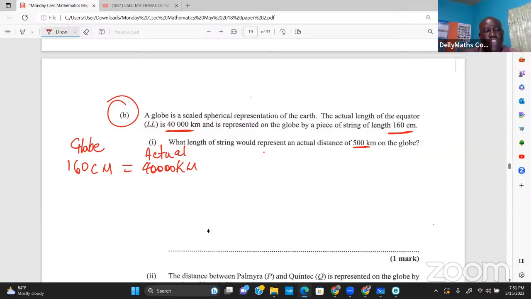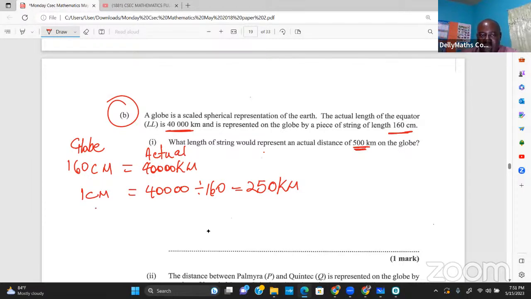Right? So then for 1 centimeter, I'm going to divide this by 160. So I have the link between 1 centimeter on the globe to actual: 40,000 divided by 160. And it's going to show you that 1 centimeter would represent 250 kilometers in reality. 1 centimeter is 250 kilometers in reality. I know that. So now that I know that, 500, you could see it's 2, right?